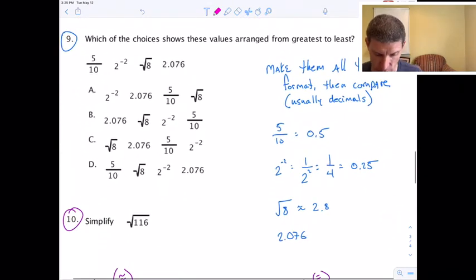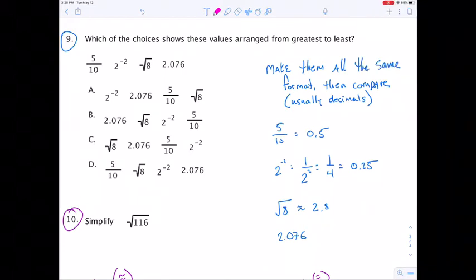Now we're really down to 2 last questions. Number 9, which of the choices shows these values arranged from greatest to least? This should be a question that ideally you should do without a calculator. However, you're going to be taking this test online, and I can't prevent you from using your calculator. So having said that, here is the way we would have done it if we were sitting in class.